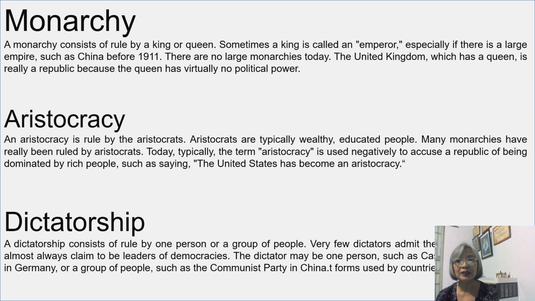Aristocracy. An aristocracy is a rule by the aristocrats. Aristocrats are typically wealthy, educated people. Many monarchies have been ruled by aristocrats. Today, typically, the term aristocracy is used negatively to accuse a republic of being dominated by rich people, such as saying the United States has become an aristocracy. Si Trump, milyonaryo yun, di ba?